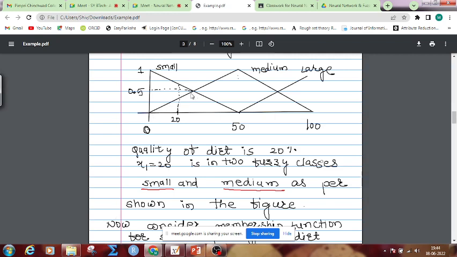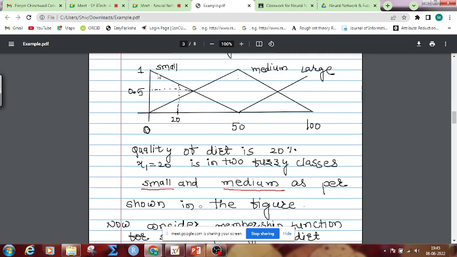The simple way is (x minus a) by (b minus a). For this line, as this is the line of small, it is the second part of the triangle. Always remember this side is (x minus a) by (b minus a). For this side we are going to consider (c minus x) by (c minus b). So for small, this is the second side of the triangle, so I am going to consider the equation (c minus x) by (c minus b).